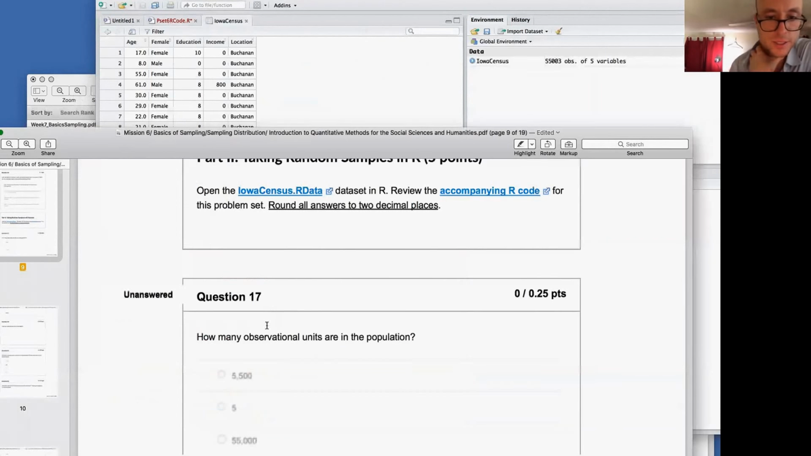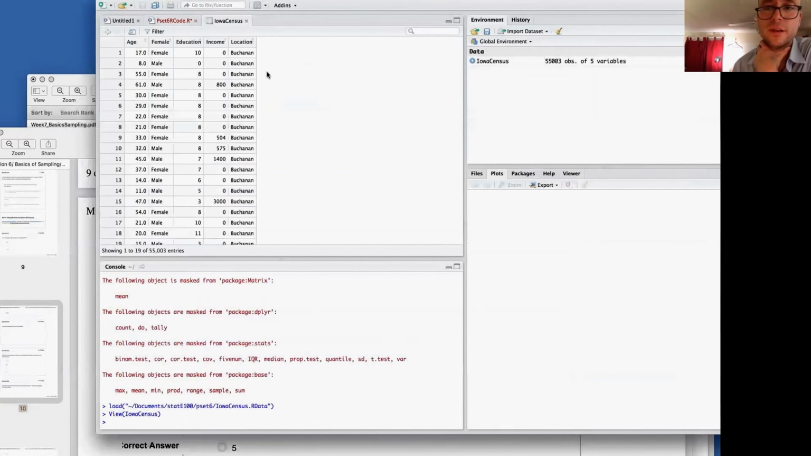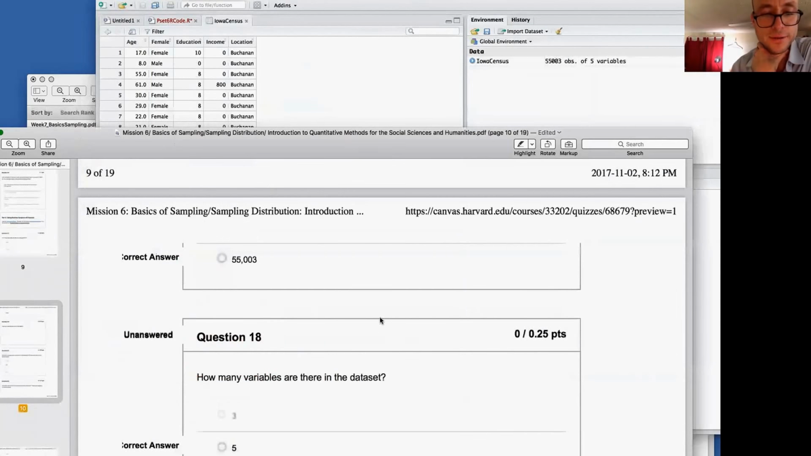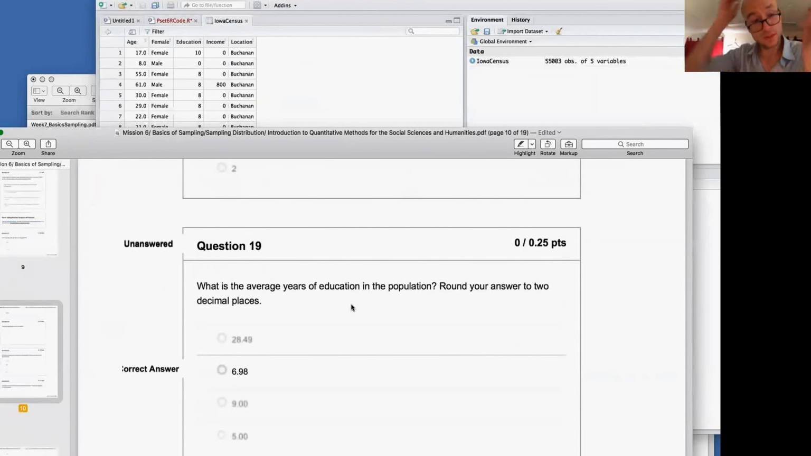Okay, so observational units. Observational units refer to the number of observations. These are the rows in the data frame. How many variables? Those are the columns. It's convention, but it may also depend on context. I think some of you who have dealt with more complex data sets may have had other issues.